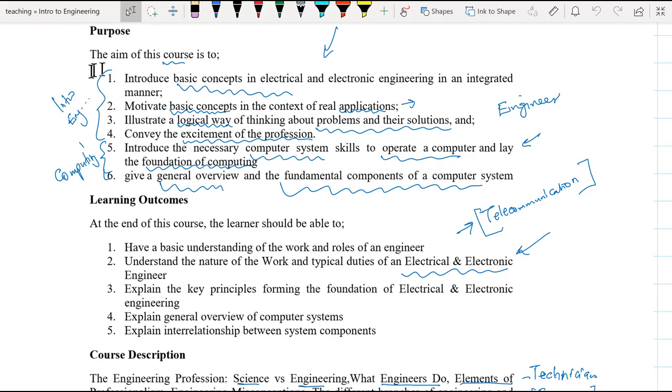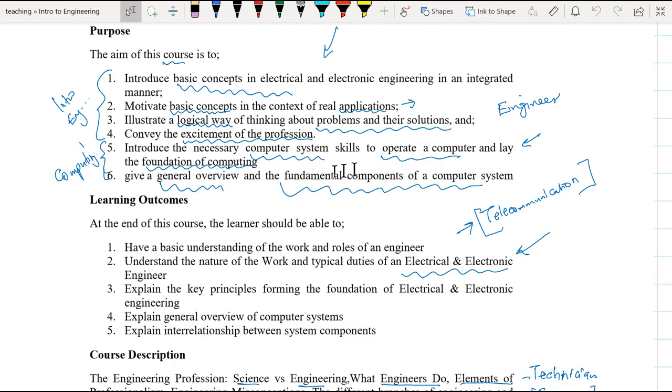1 to 4 is part 1 of the course, and then part 2 of the course is discussing the introduction to computer systems, how computers operate, among others. And of course, the general fundamental components of a computer system. So, this unit is a 2-unit course. Rather, there are 2 halves. One half introduces you to engineering. The other half introduces you to computing.